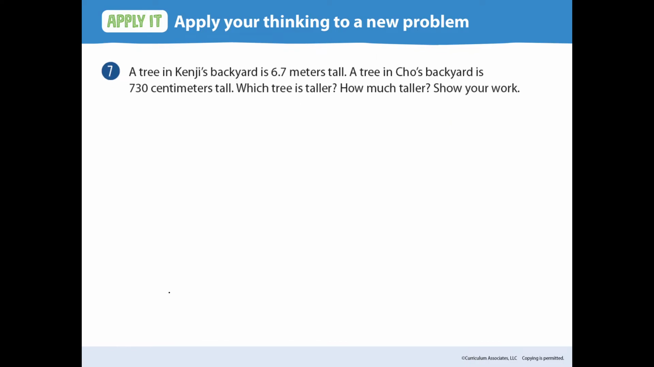Number 7, a tree in Kenji's backyard is 6.7 meters tall. A tree in Cho's backyard is 730 centimeters tall. Which tree is taller? How much taller? Show your work.